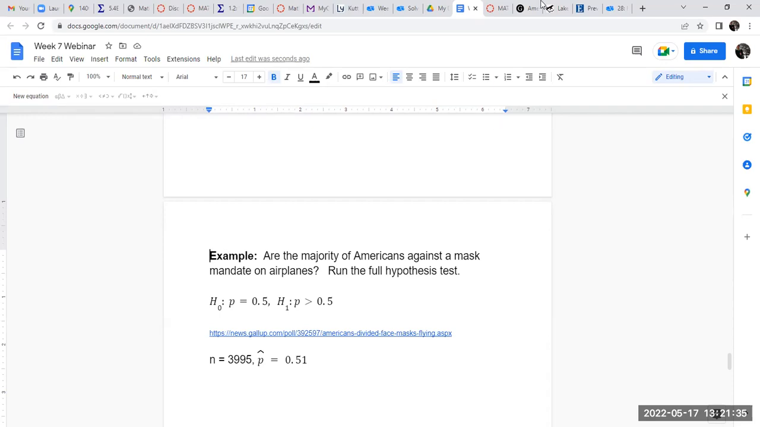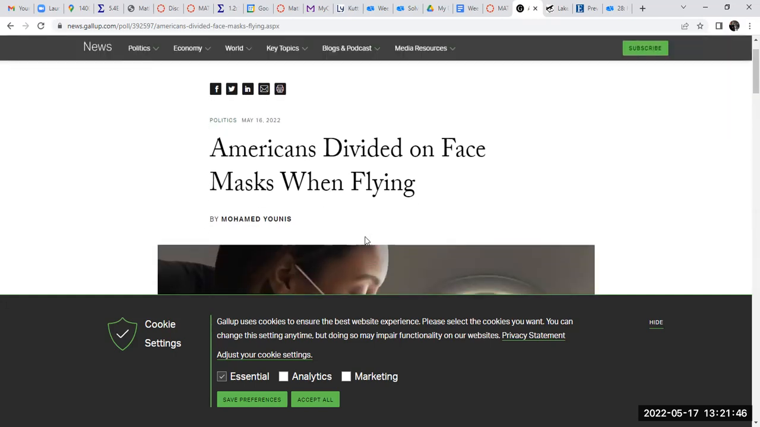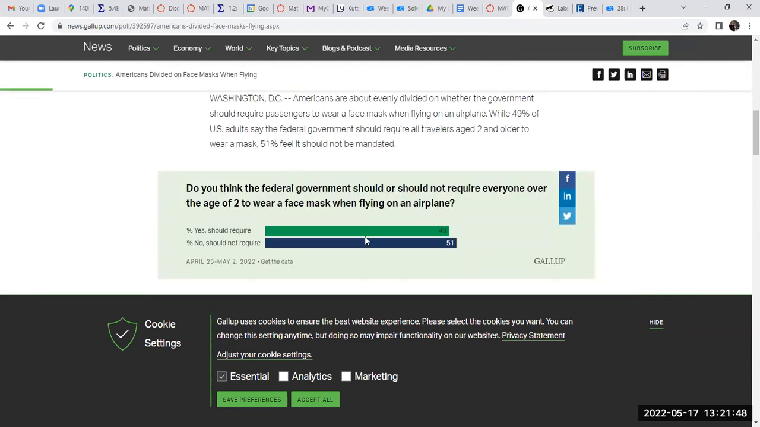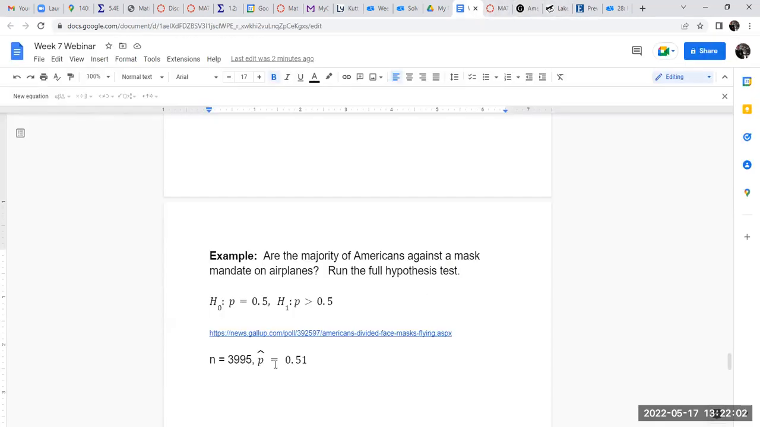And the ones that did the study was Gallup. And by the way, it says Americans divided on face masks when flying. Let's find out if that's really true. So it turns out that 51% feel it should not be mandated. And I'm going to spare you, I did my own research on reading this thing. And 51% is our p hat, because that's our sample proportion. The sample size was 3,995. If you read the bottom of the article, you'll see that.